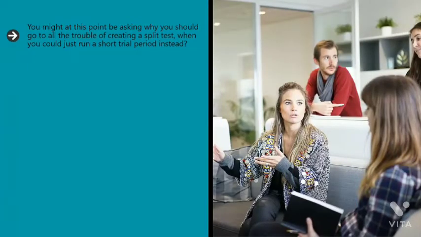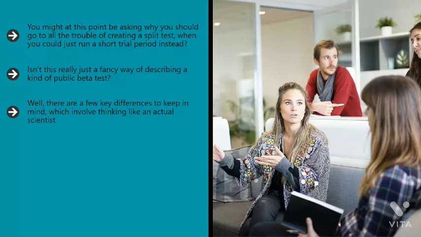You might at this point be asking why you should go to all the trouble of creating a split test when you could just run a short trial period instead. Why color 3 prawn shops red and then wait for them to collect enough actionable data? Isn't this really just a fancy way of describing a kind of public beta test? Well, there are a few key differences to keep in mind, which involve thinking like an actual scientist, because that's what this is emulating, FYI.